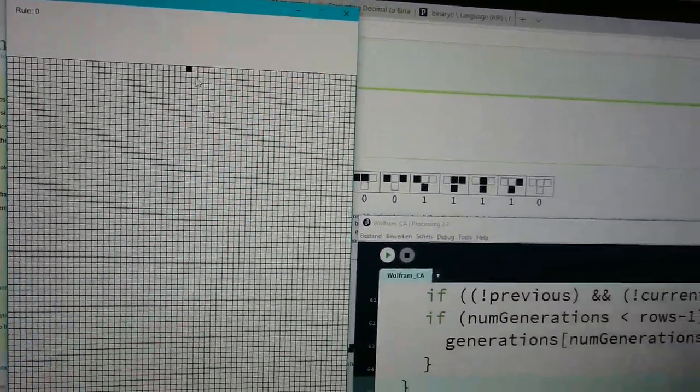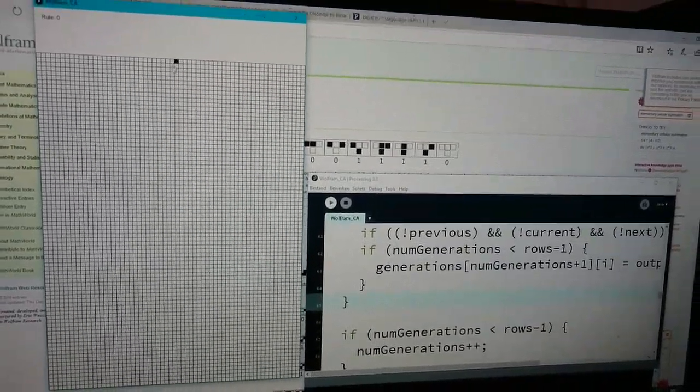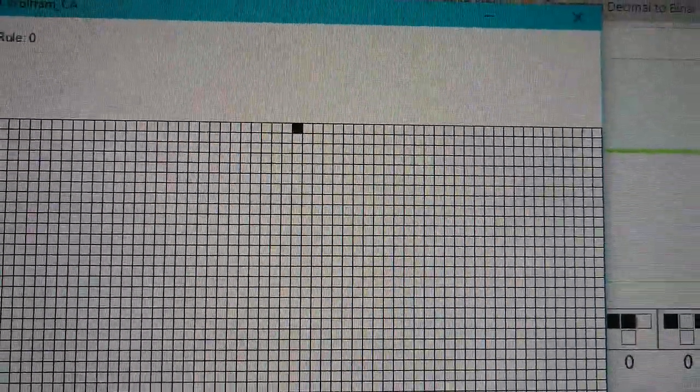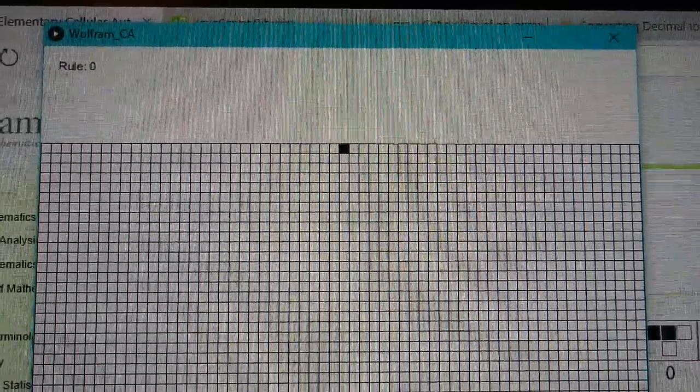So basically, what's black? It's looking at its neighbors. If its neighbors are... and there are eight possible... That cell and its neighbors is what's called a neighborhood. And there are three cells in each neighborhood. How many possibilities are there for each neighborhood? 2 to the 3rd is 8.